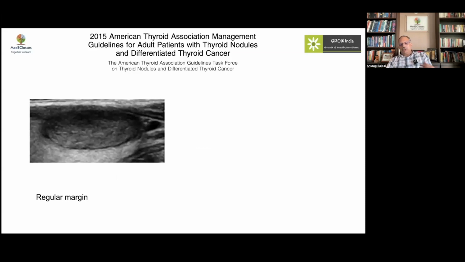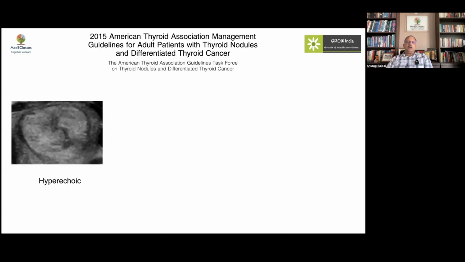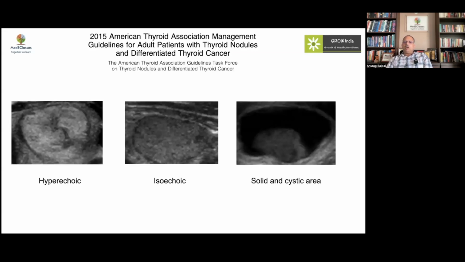However, if you have a lesion which has a regular margin, you have a 10 to 20% risk. The malignancy risk becomes less if you have a regular margin or you have a hypo or hyperechoic area. So you have a solid lesion in which some part is black, some part is white. Think about 10 to 20% risk of malignancy, which is reasonably high. On the other hand, if you have a complete white lesion, which is hyperechoic, or similar to the other part of the thyroid, which is isoechoic, or if you have a combination of solid cystic area, the malignancy risk becomes less.